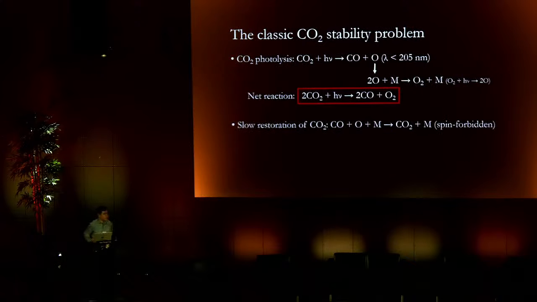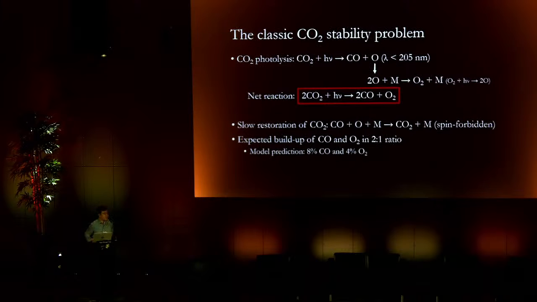However, the reverse of this reaction, the reaction in the red box, is very slow because it is spin forbidden. So we would expect that after a long time, a large quantity of the CO2 in the atmosphere will be photolyzed and form molecular oxygen and CO in a 1:2 ratio.